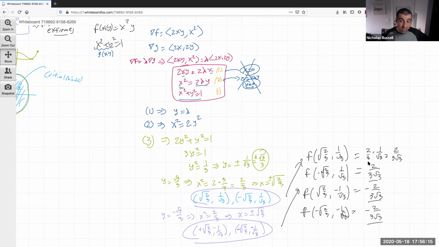So your answer, if you're asked for your maximum or minimum, your max value is going to be 2 over 3 root 3, and it occurs at these 2 points. And your min value occurs when the points become negative, giving negative 2 over 3 radical 3. If you're asked for the min and max values, you don't give me the points, you actually give me the function value specifically.